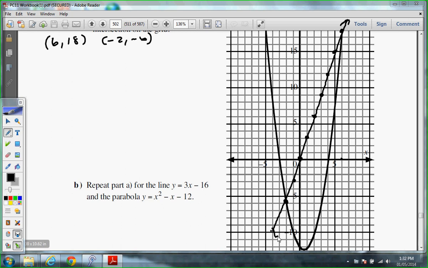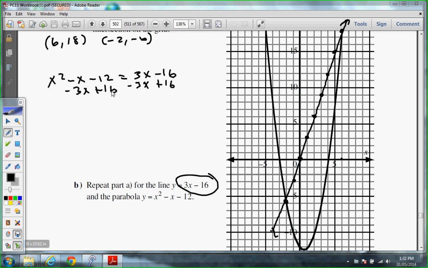Okay, I'm going to stay with this picture right here, and then I'm going to go ahead and do part B here, where now it wants 3x minus 16. So what's going to happen now is the same exact thing. We're going to go x squared minus x minus 12 equals 3x minus 16. I'm going to add 16 and subtract 3x. x squared minus 4x plus 4 equals 0.